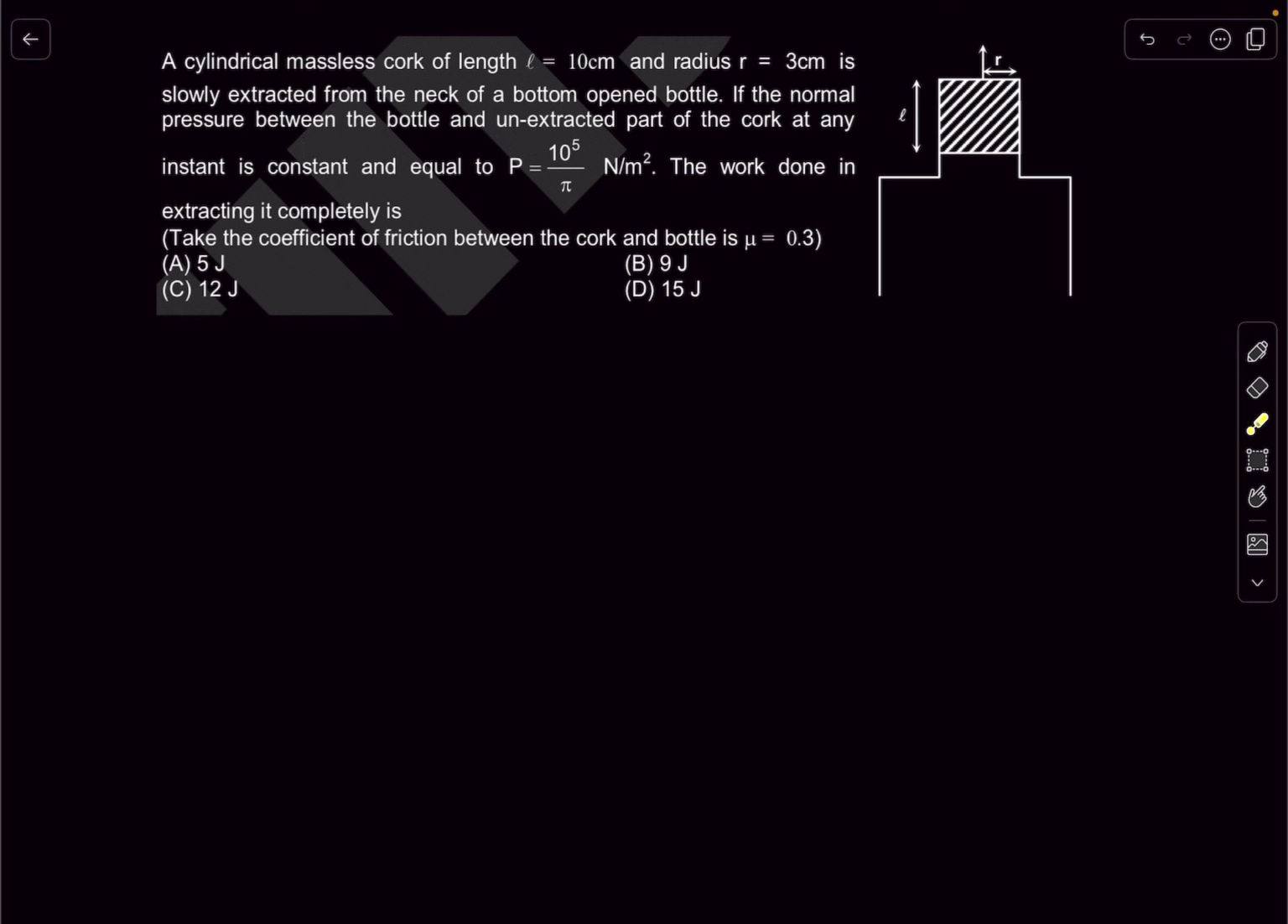So basically what they're saying is, let's say we pull it out by a little bit. Then the pressure that the bottle applies on the cork throughout its curved surface area is constant. So we have to figure out the work which we have to perform to pull this out completely.